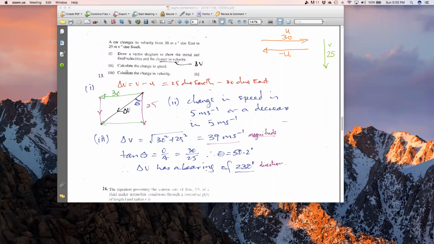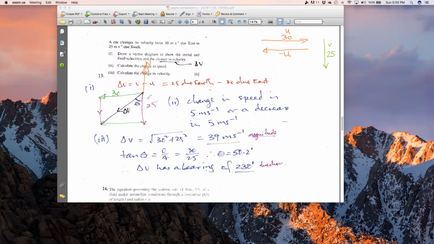And then calculate the change in velocity. Having drawn the vector diagram, you can simply use Pythagoras to find the diagonal, because that is the hypotenuse of this right-angle triangle, which is delta v. So delta v is the square root of 30 squared plus 25 squared. And then we want to find the angle. Because they use north, south, east, and west, I'm going to try to express the answer as a bearing. In bearing, this is north.